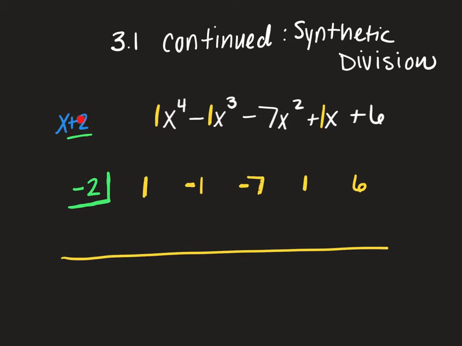So, change the sign of this, put it in a box. Bring down your coefficients, leave a space, put a line under it. That's how you set it up.